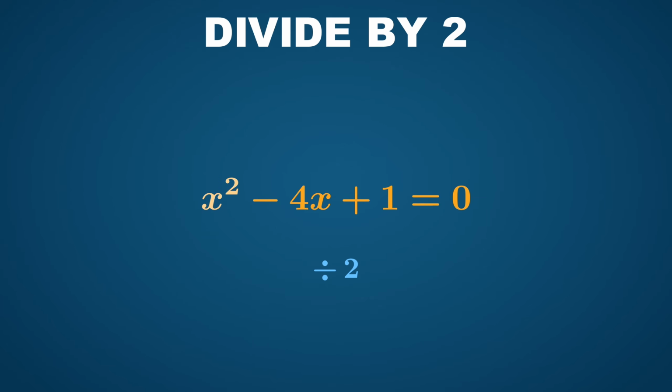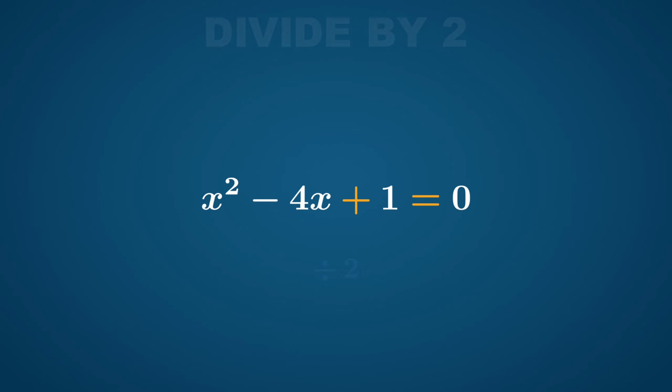Dividing 2x squared by 2 leaves us with a single x squared. We move to the second term, negative 8x. Dividing negative 8x by 2 gives us negative 4x. We move to the third term, the positive 2. Dividing 2 by 2 gives us exactly positive 1. Finally, on the right side, dividing 0 by 2 simply remains 0. Our final, simplified quadratic equation is x squared minus 4x plus 1 equals 0.